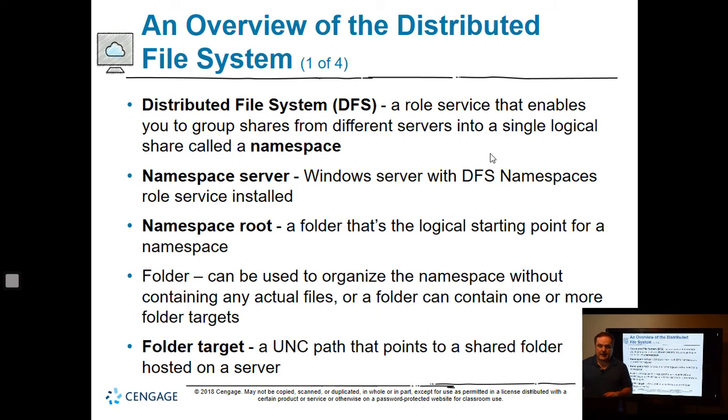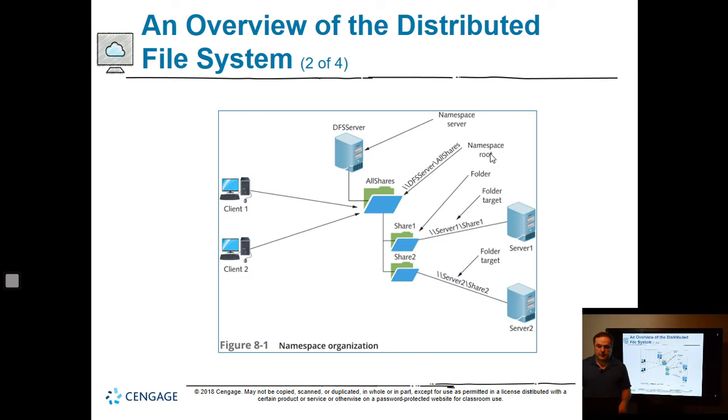and that's server 1 or server 2 that's actually serving that up. So you also have a namespace root. That's a folder. That's a logical starting point for the namespace. We typically call our namespace root DFS, but that'll make more sense when you get into the lab. You have a folder target, which is a UNC path that points to a shared folder on the server.